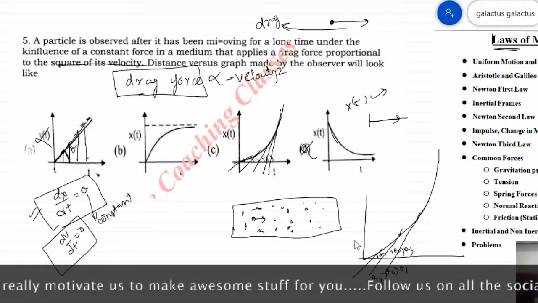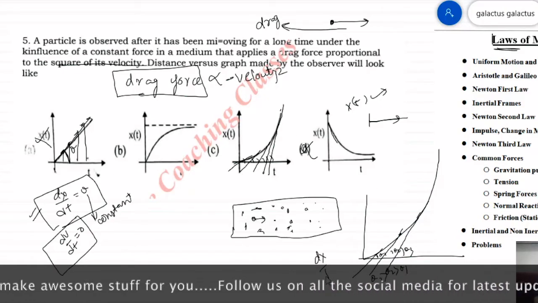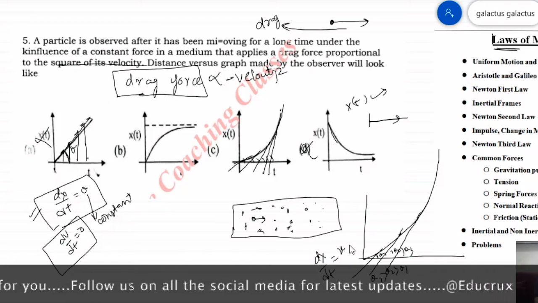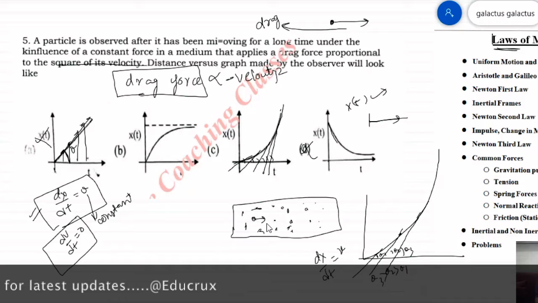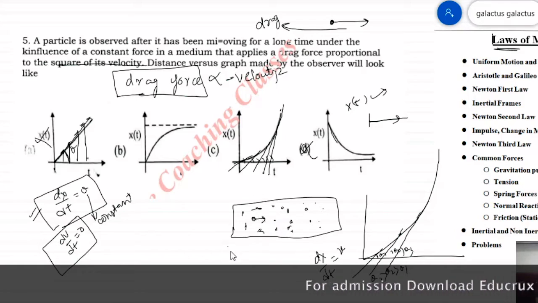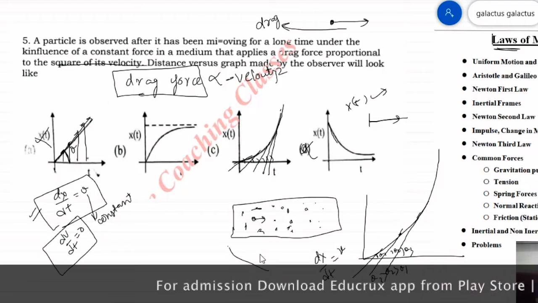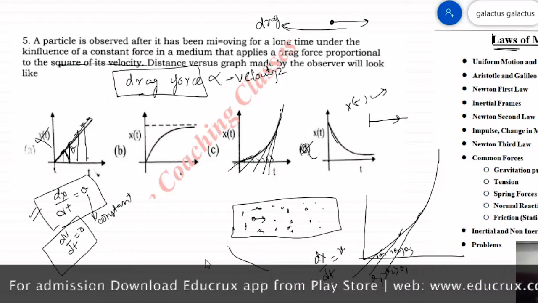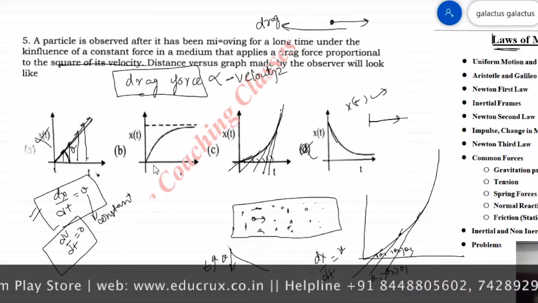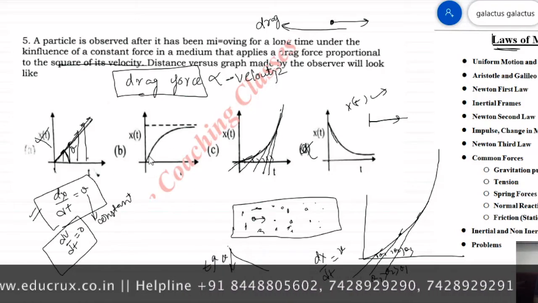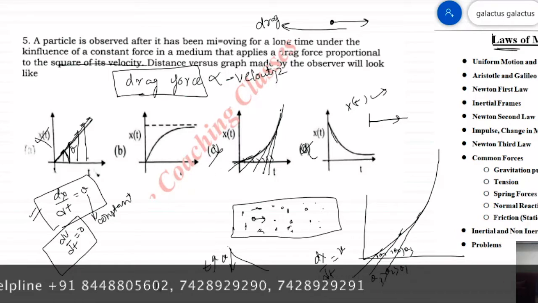So we see that the slope of the graph, that is dx by dt, which is v, increases with time. But if the particle is moving in a viscous medium, then velocity will decrease with time, because it experiences a drag force. So surely as time increases, the velocity will decrease. So from this graph we can see that C is also wrong.